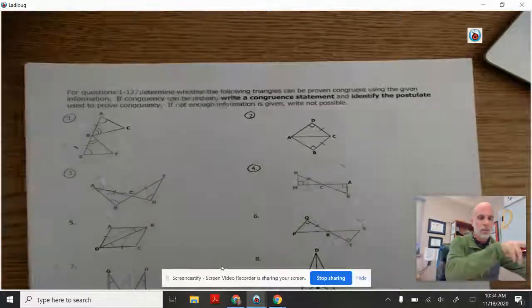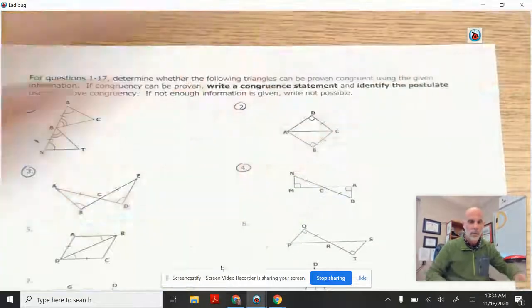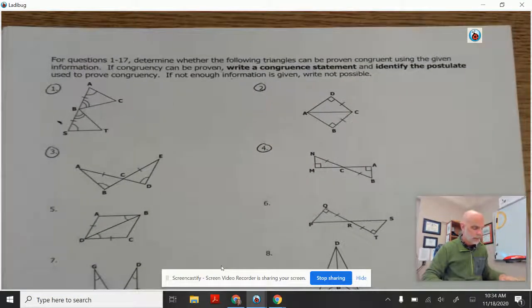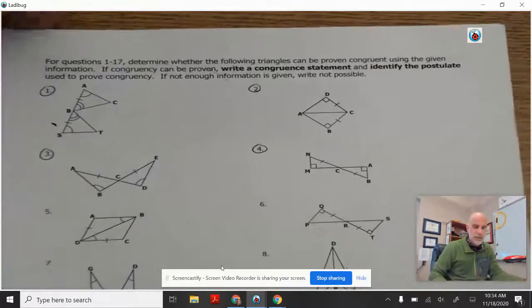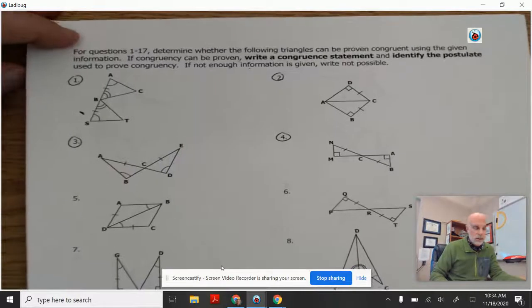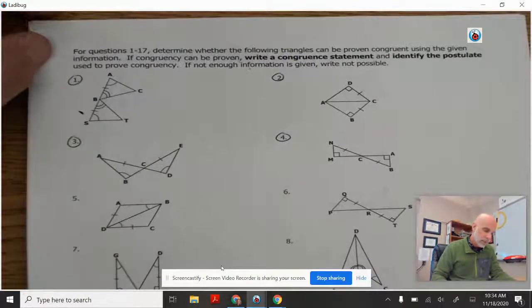Okay, let's do some of the homework that goes with these new shortcuts that we've learned here: angle, angle, side, angle, and HL. So these next few pages just kind of focus on those three. There could be a side, angle, side sprinkled in there, but it's mainly these three. So maybe that'll help you.